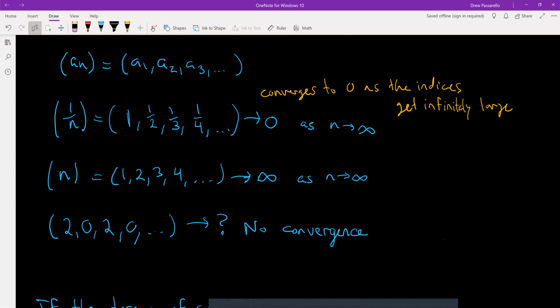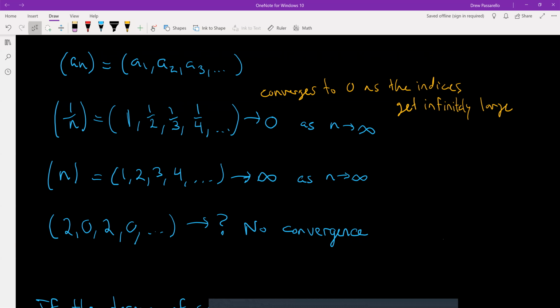And that's where I have in gold the definition of a sequence converging. If the terms of a sequence a_n converge to some value a, a real number, as the indices get infinitely large, then the sequence a_n converges to a.